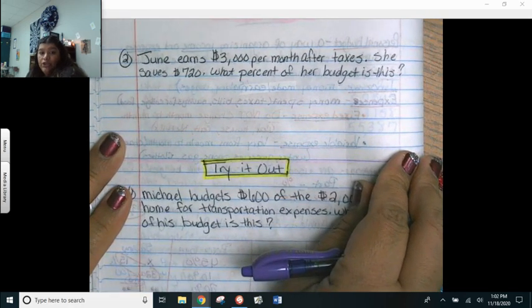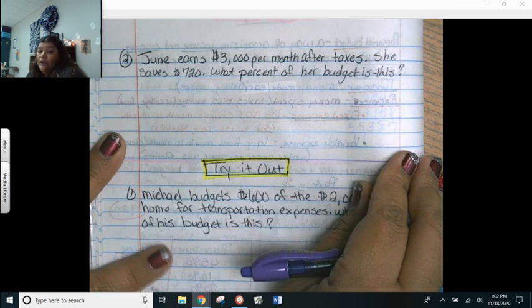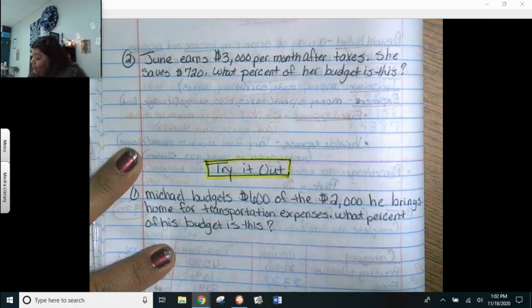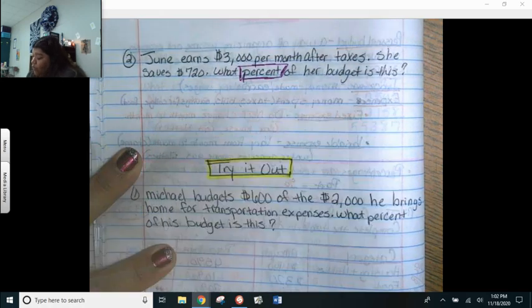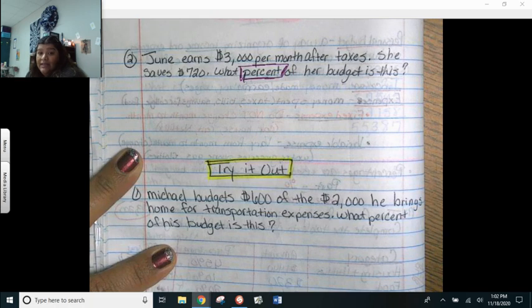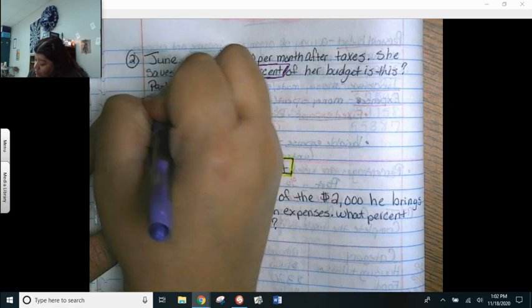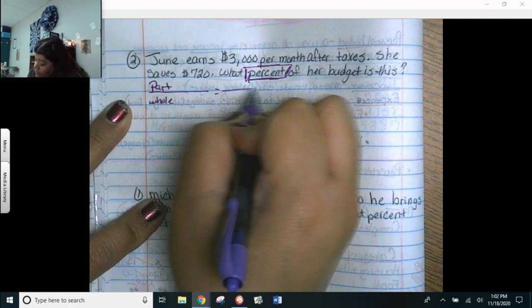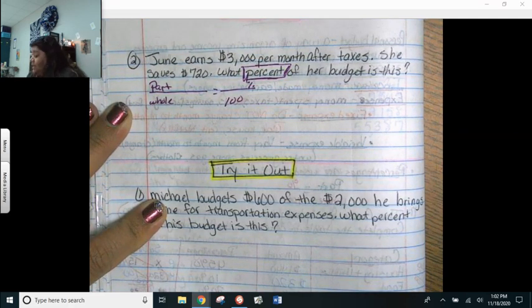Let's see what it says. June earns $3,000 per month after taxes. She saves $720. What percent of her budget is this? Okay, so this is a word problem with no pictures. All right, so some things stick out to me. That word right there. As soon as I see that, guess what I'm going to set up? Yep. Part to whole, percent over 100. Okay, because they want the percent.